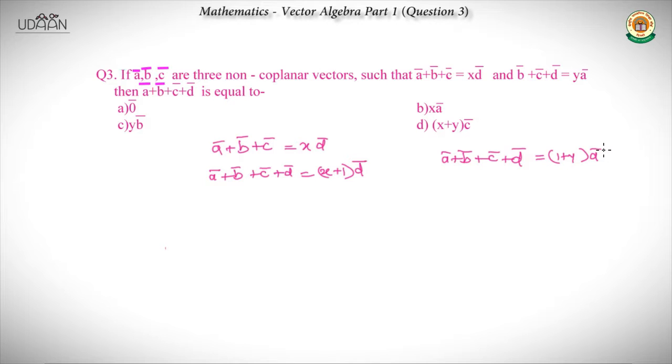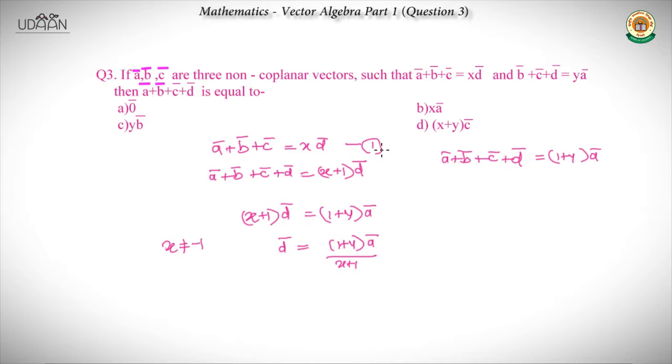From the second given condition, equating the two equations, we get (x plus 1) times d vector is equal to (1 plus y) times a vector. Now let's assume that x is not equal to minus 1, so that we can arrive at a relation between a and d vector directly. So we get d vector equal to (1 plus y) times a vector upon (x plus 1). Here we can substitute the value of d vector in equation number 1.